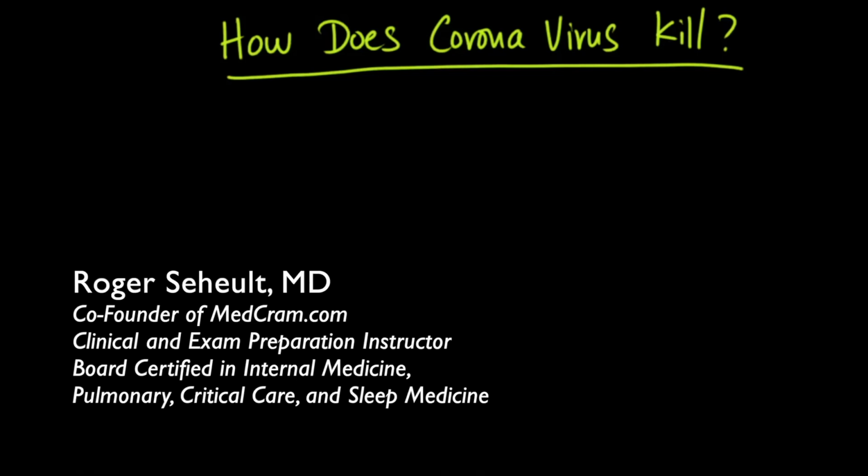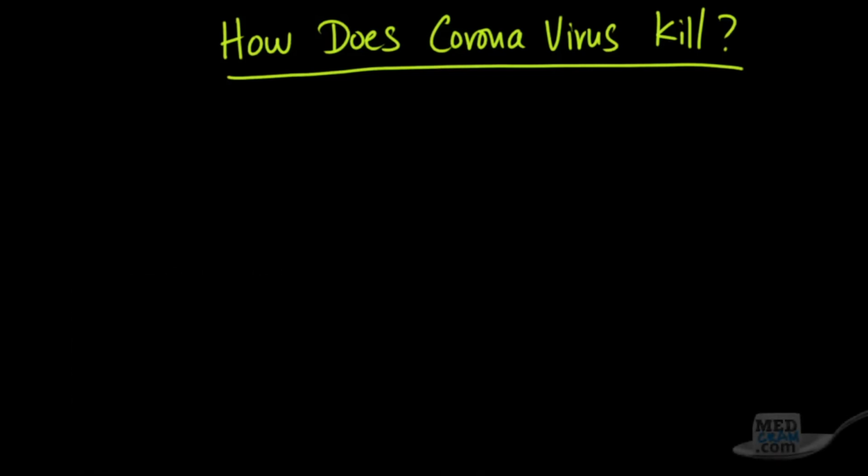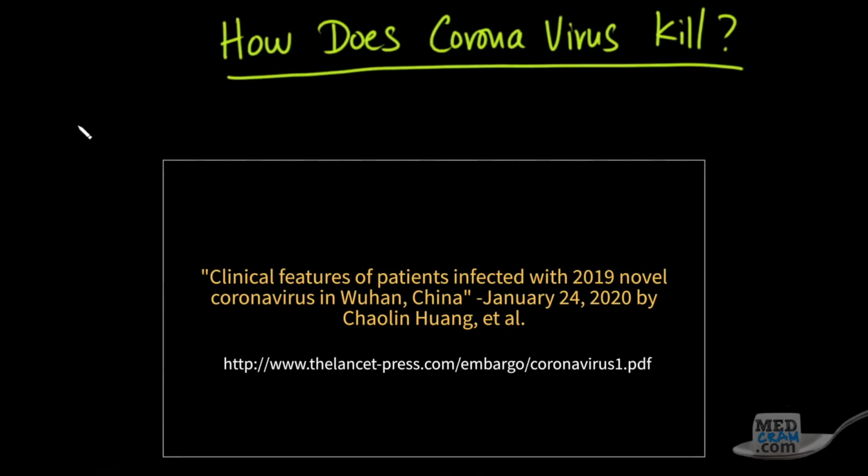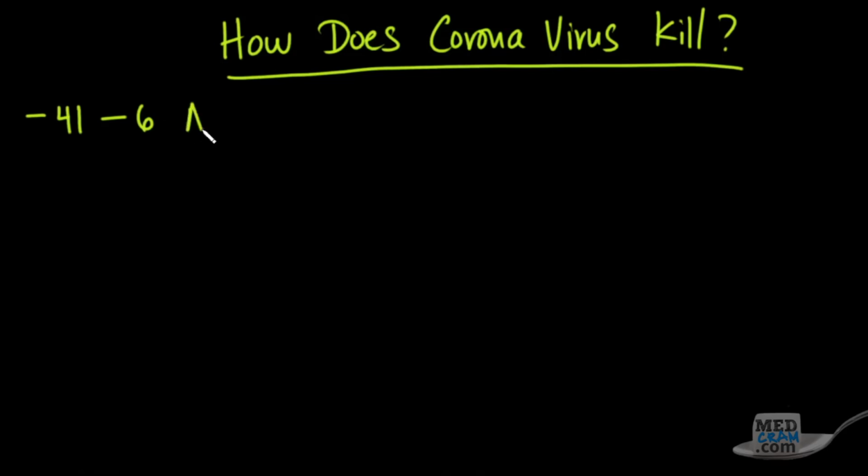So I hear this question a lot. How does the coronavirus actually kill people? There was a recent article in The Lancet that showed that of 41 people that were admitted to the hospital, 6 of them died, and all of them were on ventilators, and they died with something called ARDS. And ARDS is how the coronavirus kills.